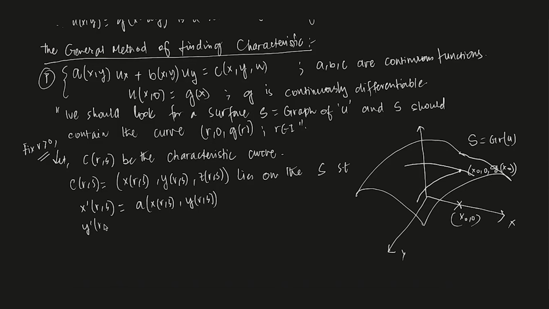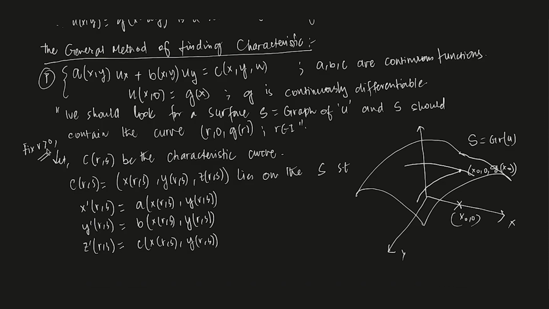Y prime of r,s is b of x(r,s), y(r,s), and z prime of r,s should be c of x(r,s), y(r,s). Okay, so what I meant by this, what is the prime here? See, here x varies between r and s, right? It is a two variable function. So what does this prime mean?